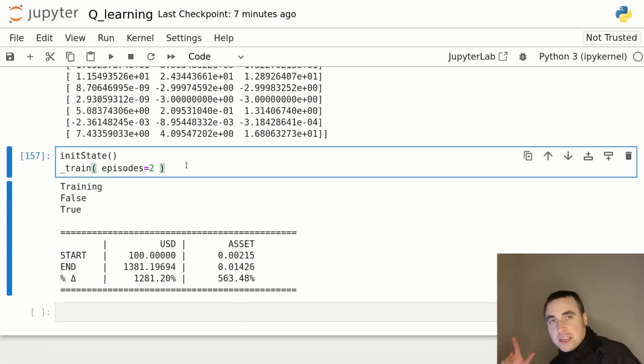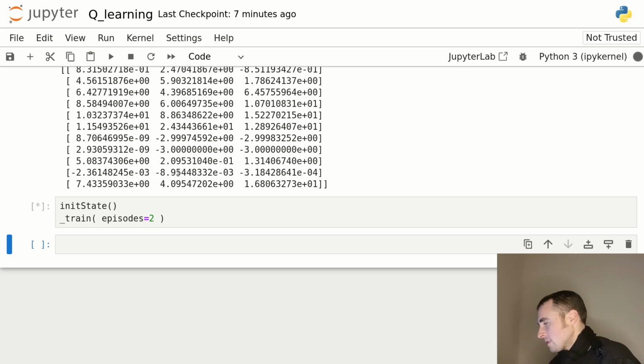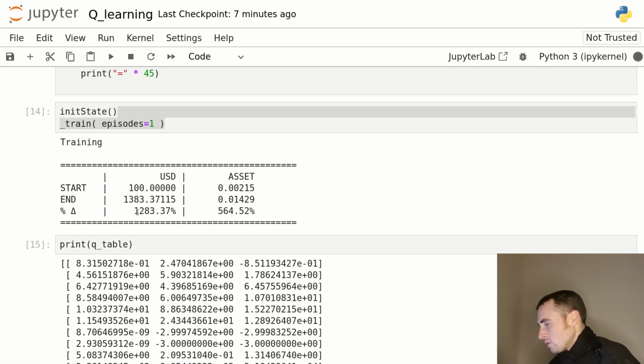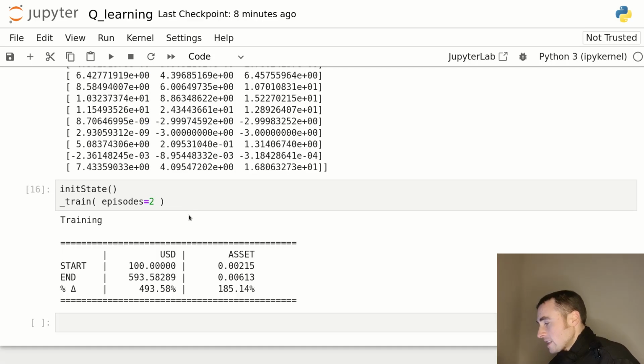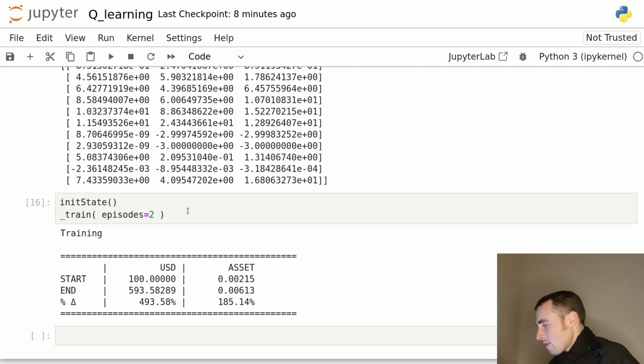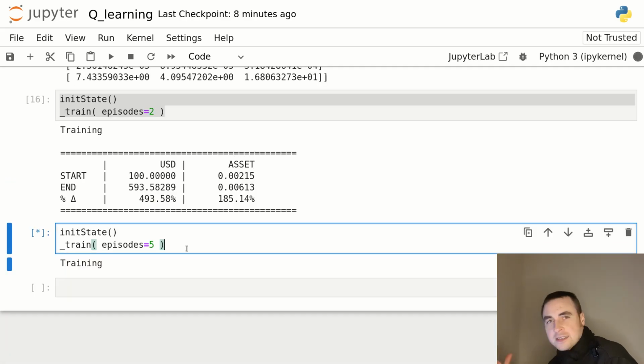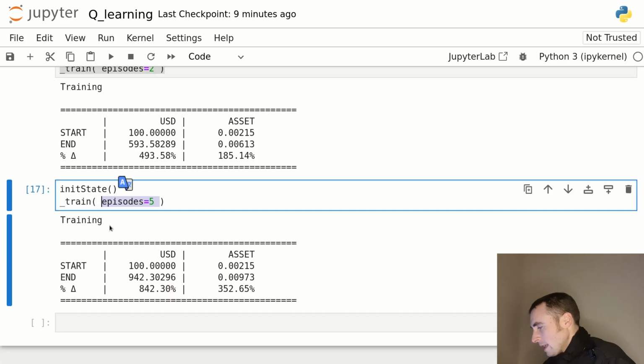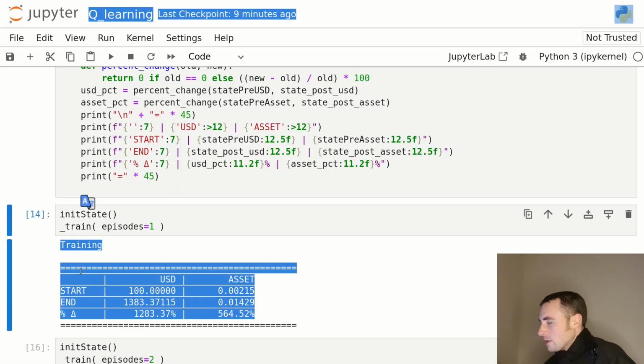I'm going to run the agent again and first train to see if I can improve on this 1,283%. I've actually made less money. Let's see if I make more or less money by training for longer. Made a little bit more money here. I think I just got lucky with this first go.